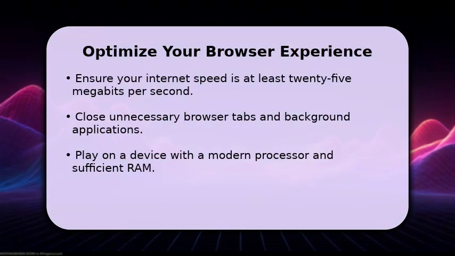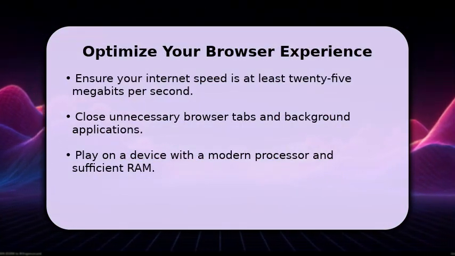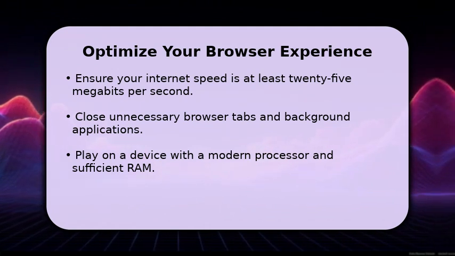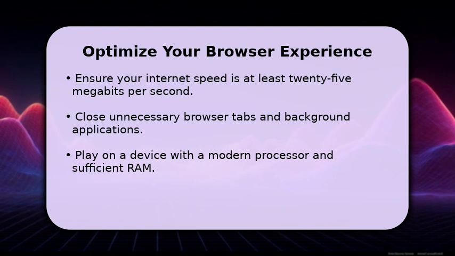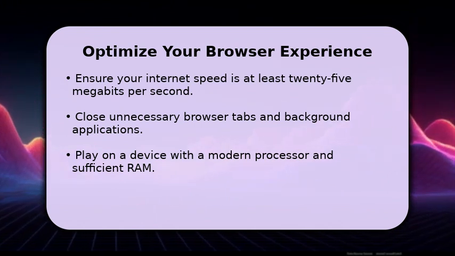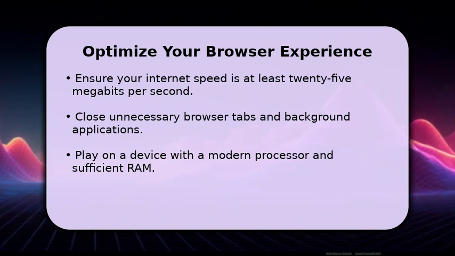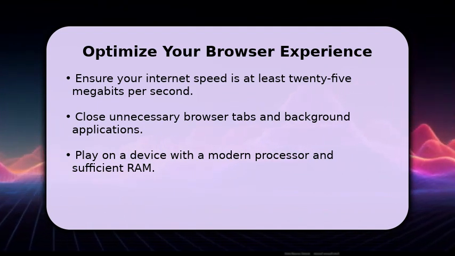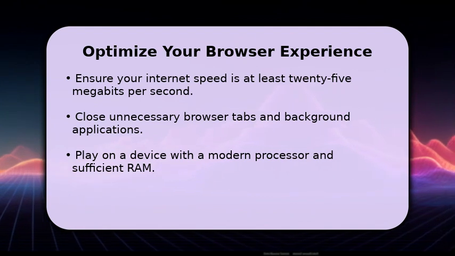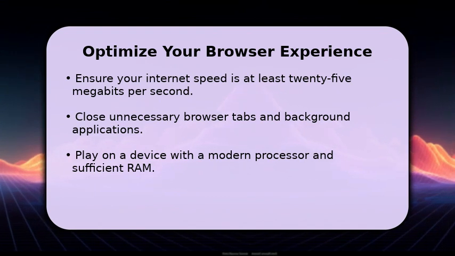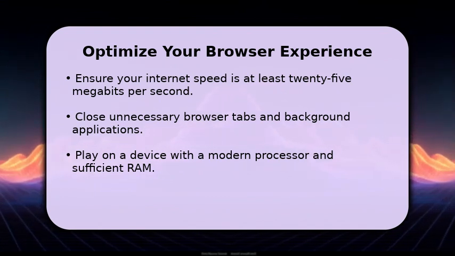To ensure the best possible experience, optimize your setup. Aim for an internet connection speed of at least 25 megabits per second for smooth streaming. Before playing, close any unnecessary browser tabs and background applications that might consume bandwidth or processing power. Playing on a device with a modern processor and at least 8 gigabytes of RAM will also significantly enhance your cloud gaming performance.